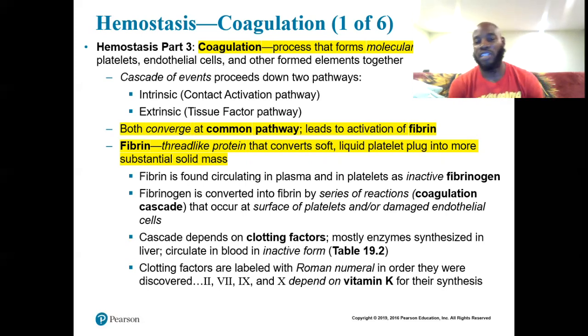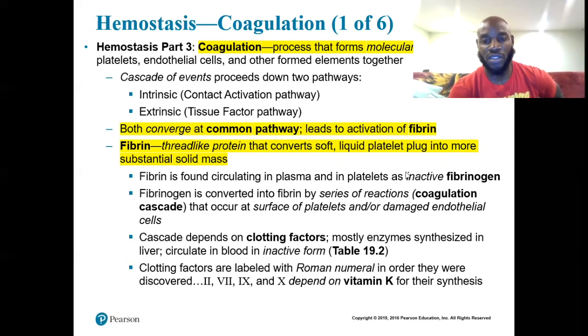All right, so fibrin is circulating in the plasma and in platelets as inactive fibrinogen. The fibrinogen is converted into fibrin by a series of reactions, and this just depends on the certain clotting factors that are involved. I don't need you to know all the clotting factors, but just know that there are two different types of pathways. There's an intrinsic and extrinsic pathway that leads to this fibrin, which is going to help strengthen this plug.